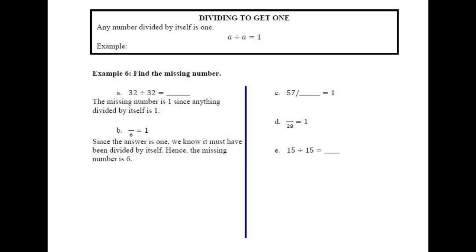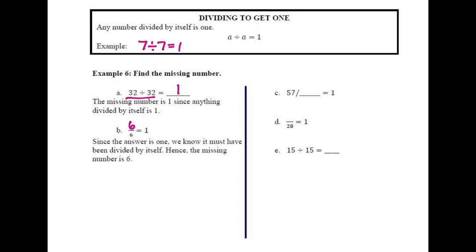And now here, if you take a number and divide it by itself, any number divided by itself, so A divided by A, any number divided by itself is 1. So any number you want, let's say 7 divided by 7 equals 1. Any number divided by any number. So they say 32 divided by 32 is 1. 6 divided by 6 is 1.